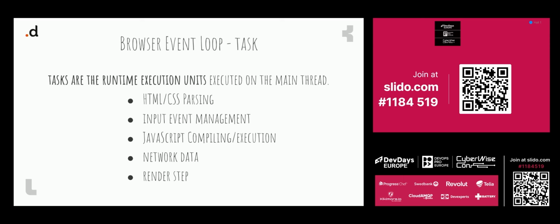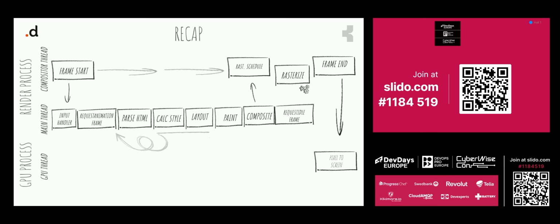Okay, input event management and network data and render step. I hope it's a bit clearer now, but I hope we understood that the browser has to render a frame, a lot of tasks. And it's important that the browser reaches the famous 60 frames per second.